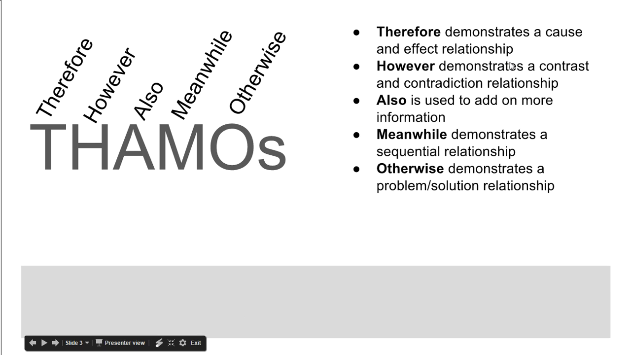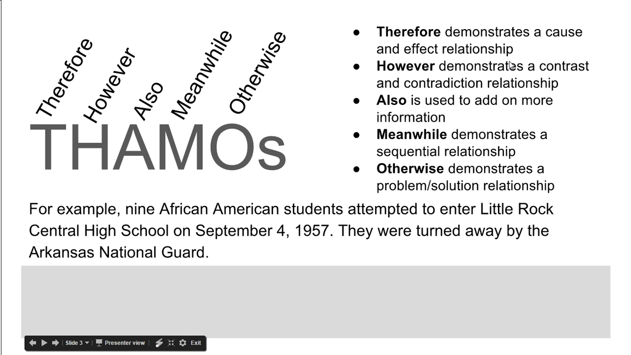Next one. The sentence is from my Little Rock 9 paper. For example, 9 African American students attempted to enter Little Rock Central High School on September 4th, 1957. They were turned away by the Arkansas National Guard. So I know that I'm going to replace the period with a conjunctive adverb. But the question is, which one represents the relationship here?